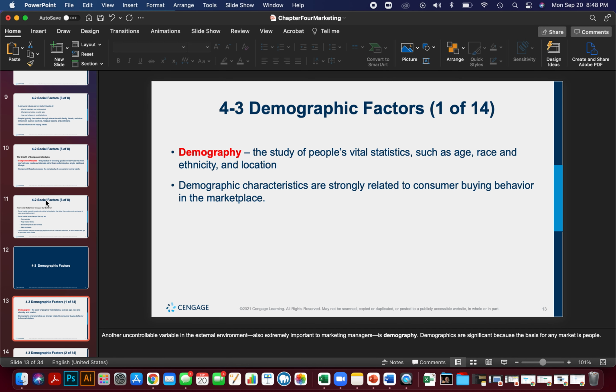Some demographic factors that come into play. Demography is the study of people's vital statistics such as age, race, ethnicity, and location. Demographic characteristics are strongly related to consumer buying behavior and are the most often used form of segmentation when you're talking about your target markets and segments.